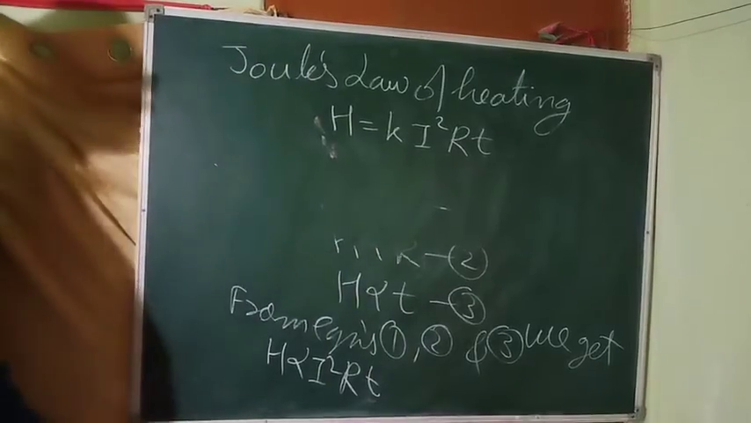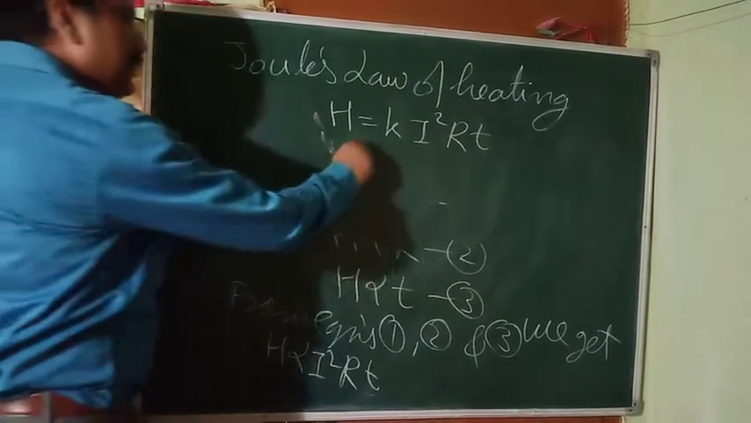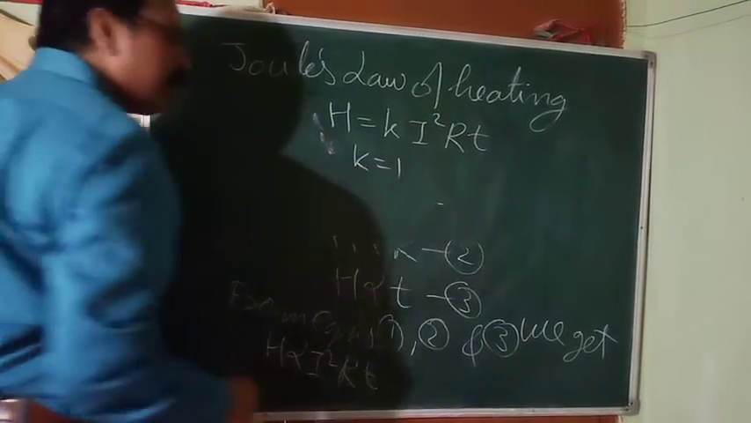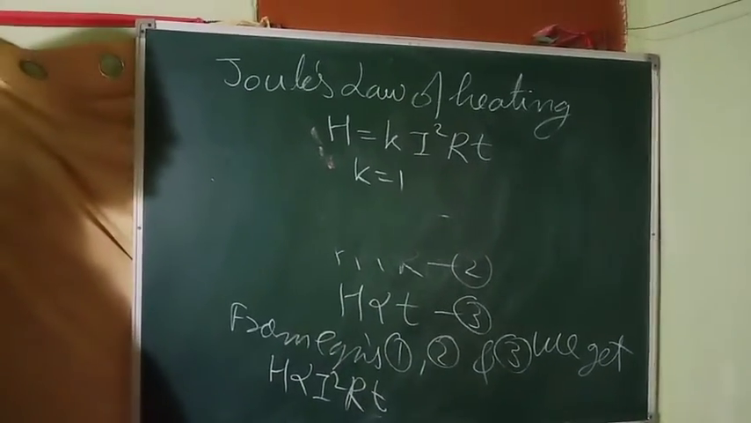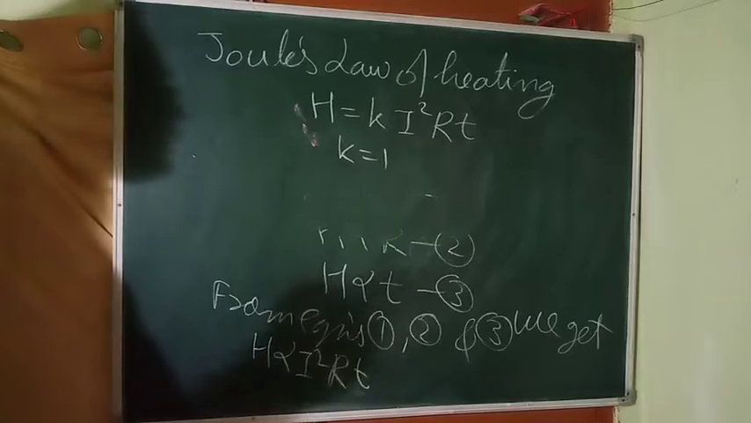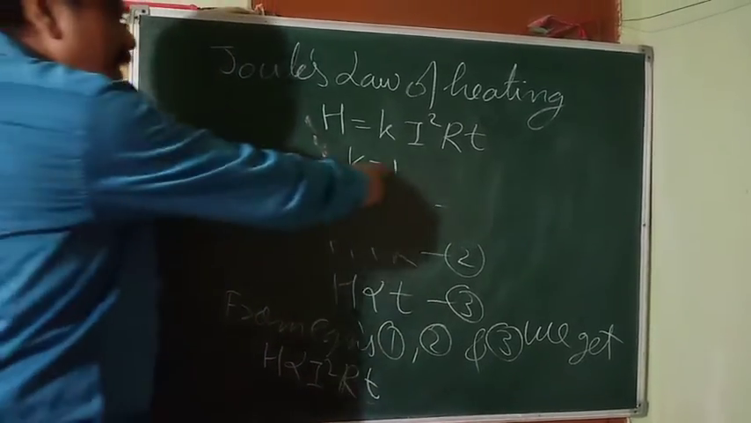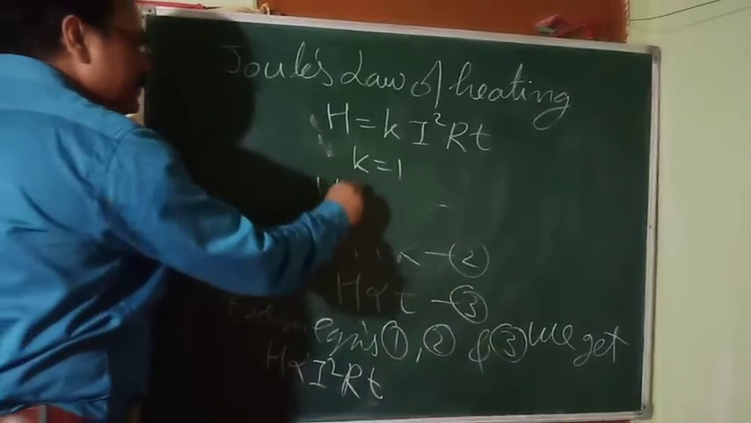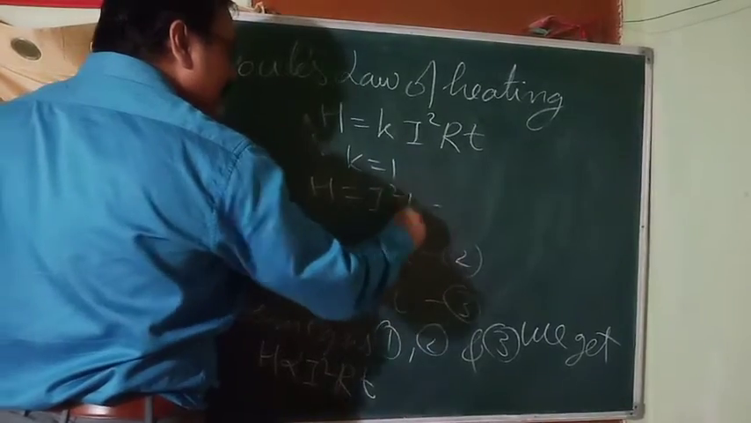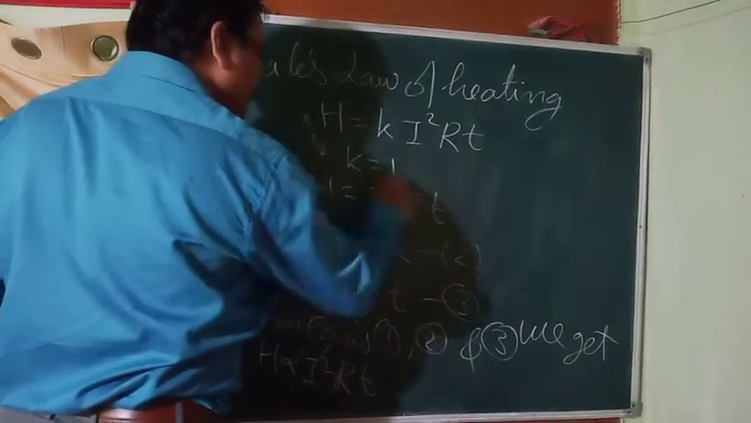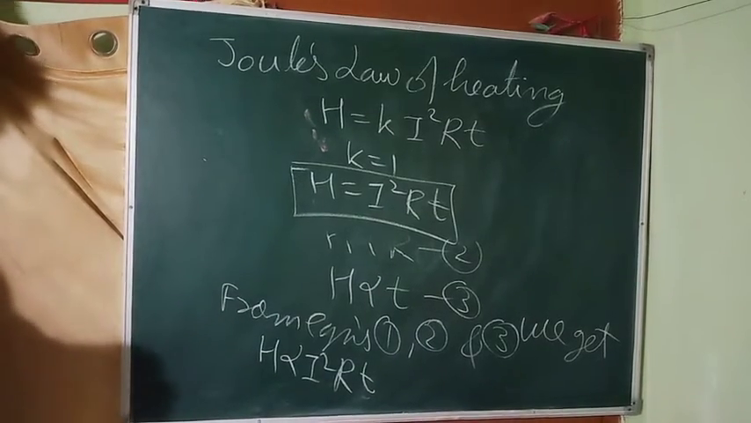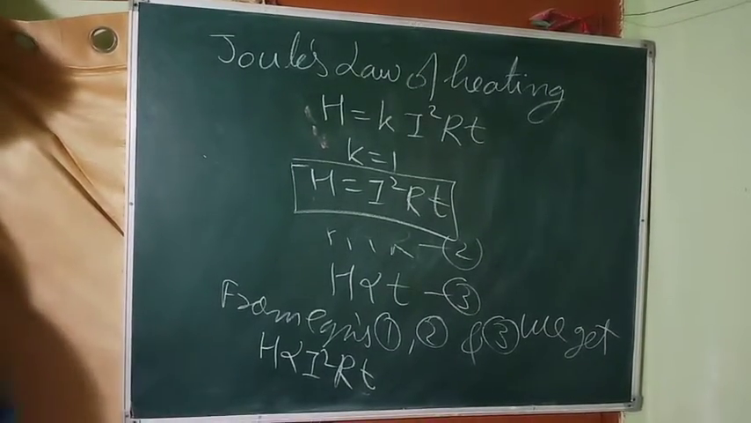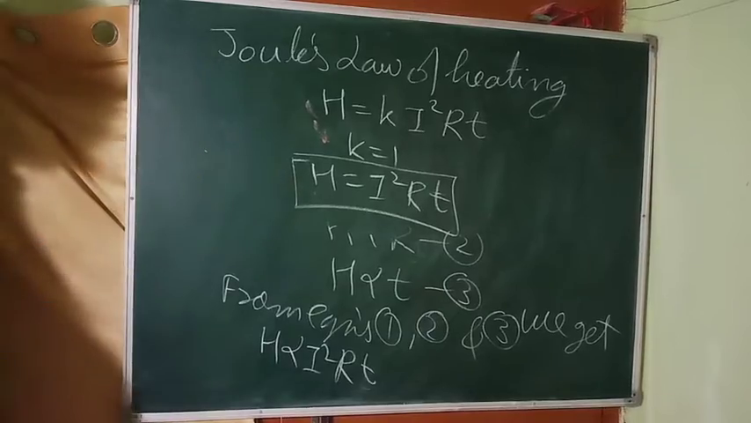But my dear children, experimentally it has been found that K is equal to how much? 1. Like you have done when deriving the expression for Newton's second law in class 9th, the same way K is 1 here. So what will we get? H is equal to I square RT. This is the expression for heat produced in a resistor or in a circuit of resistance R when current I is flowing through it for time T.